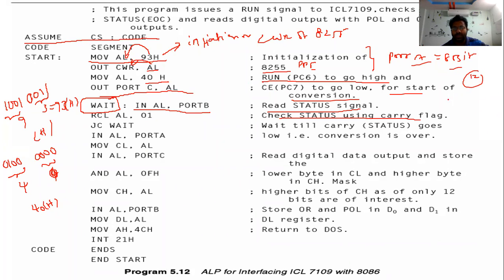So nothing but out of 12 bits, if there is any carry flag available, if that is available, jump with the carry. Otherwise you can go for the other. You can input the port A. Port A is inputted. Input means whatever the data that is available at 7109 to the 8255 PPI. Move this AL to the CL data. Then again you can read the port C, port C to the 8255 PPI.